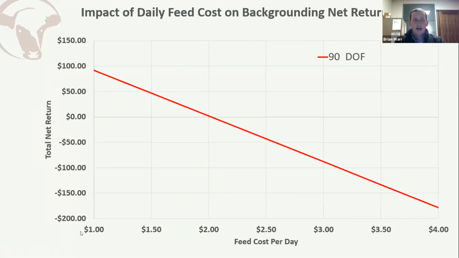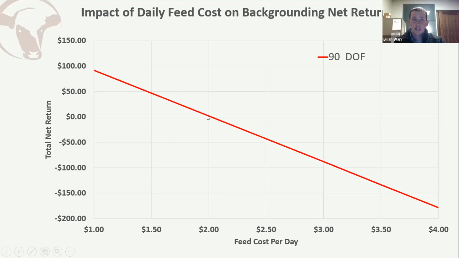So on the horizontal axis at the bottom of the page, I've got if it costs me $1 a day for that 1.8 pounds a day gain, the total net return on the vertical axis would be just less than $100 per head. But if that feed cost goes up by 50 cents a day, I'm down to $50 a day over that 90-day feeding period.